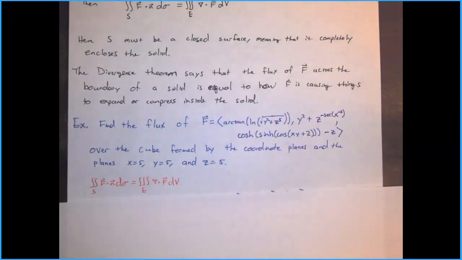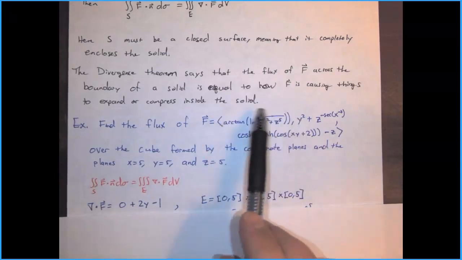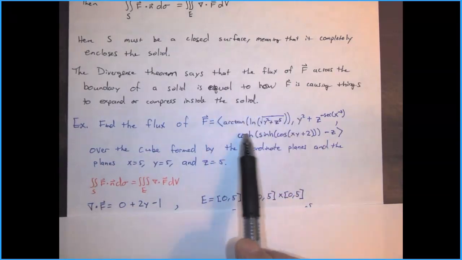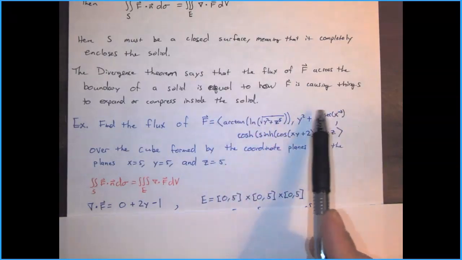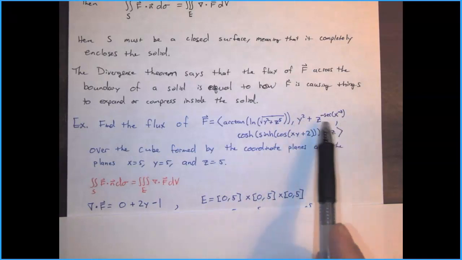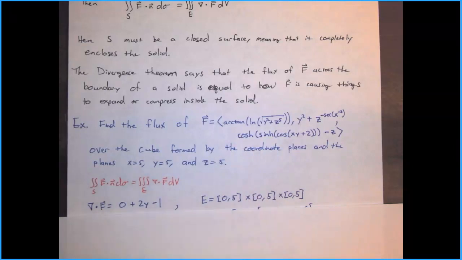But what happens if we take the divergence? If I take the divergence here, I'm going to take the partial derivative of this first component with respect to x. There are no x's, so that's just 0. I take the derivative of the second component with respect to y, I get 2y. I take the derivative of the third component with respect to z, I just get negative 1. So the divergence of this vector field is 0 plus 2y minus 1. And I'm going to integrate that over a cube. Well, cubes are easy to integrate over because I just have all of the variables going from 0 to 5. I don't have any functions in my bounds.